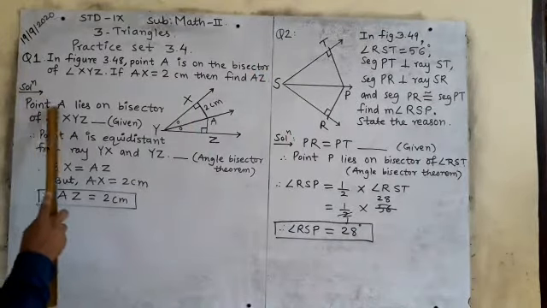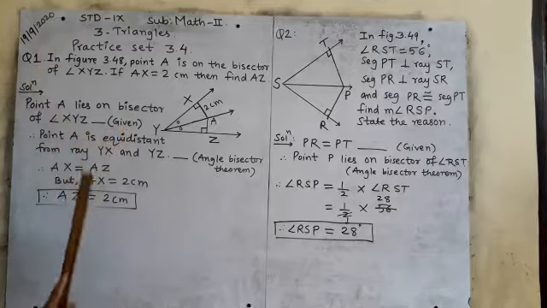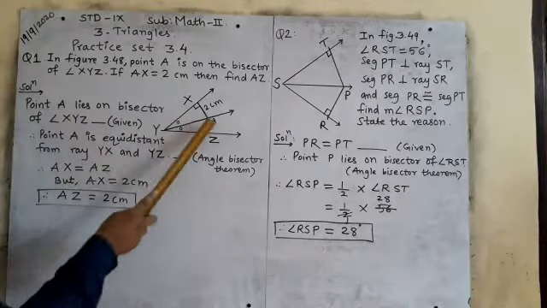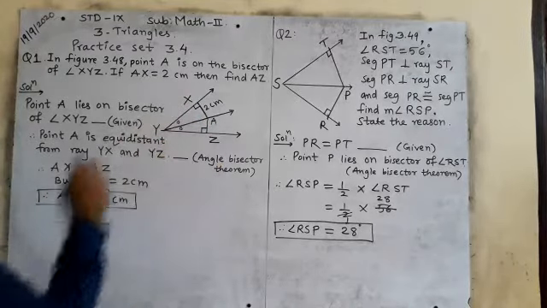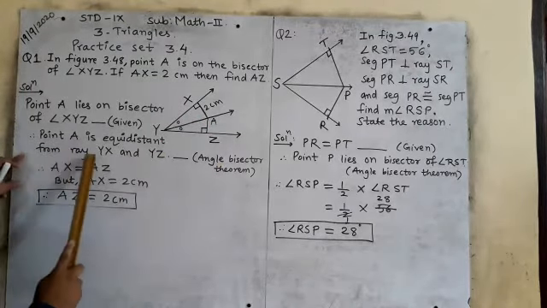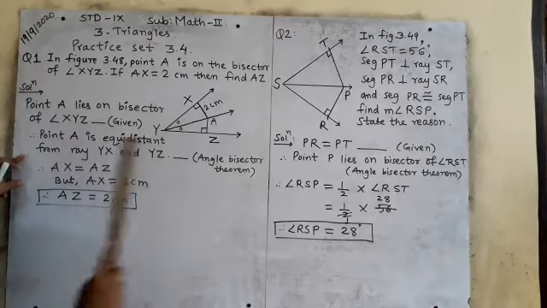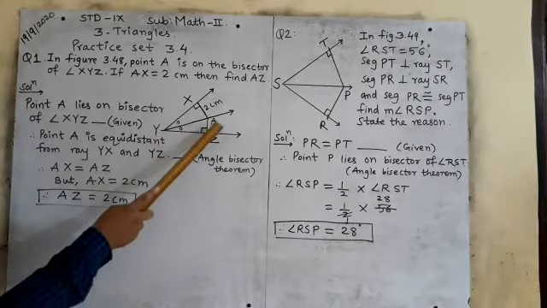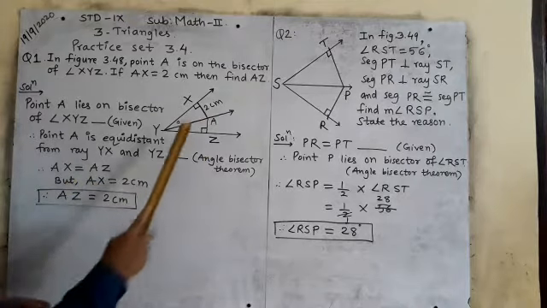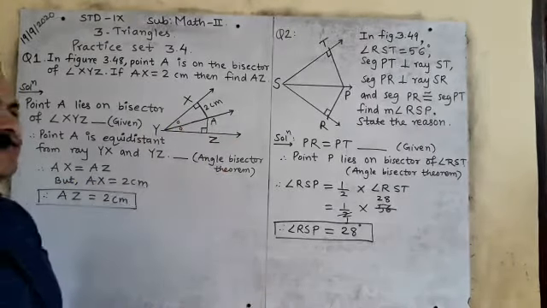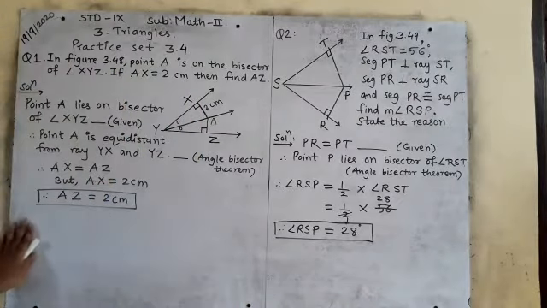So see, point A lies on the bisector of angle XYZ. This is given in the question. Therefore, point A is equidistant from ray YX and ray YZ. This is the angle bisector theorem. So therefore AX is equal to AZ, but AX is equal to 2 centimeter. Therefore AZ also will be 2 centimeter. I hope you understood. This is a very easy and very simple question.